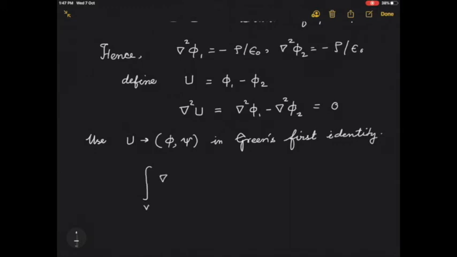So let me write that down. The left hand side volume integral becomes gradient of u whole square, I should say mod square, d cube x prime. On the right hand side I have the surface integral, which is psi del phi del n, but psi and phi both are u, so this is u del u del n prime dA prime.